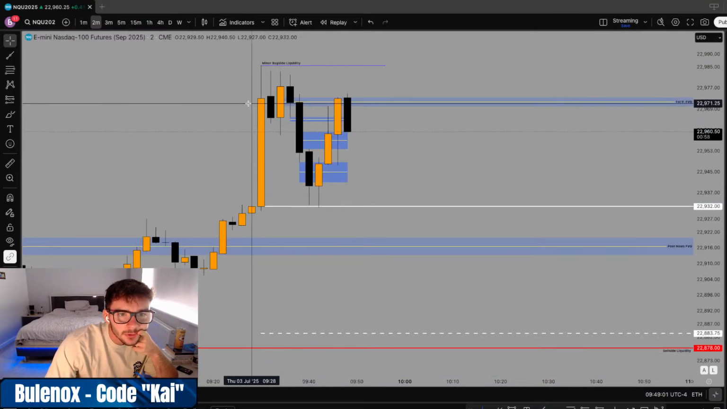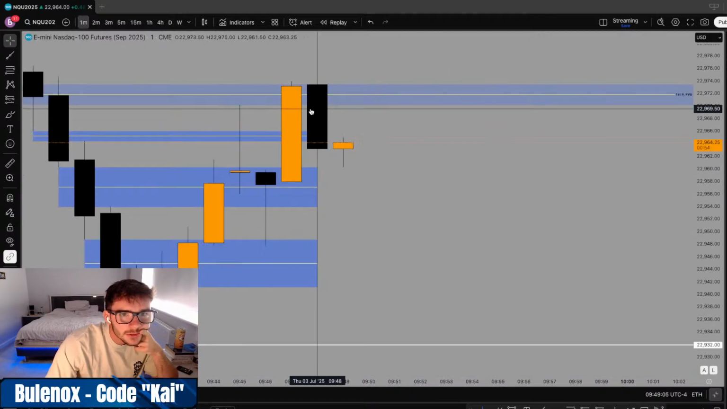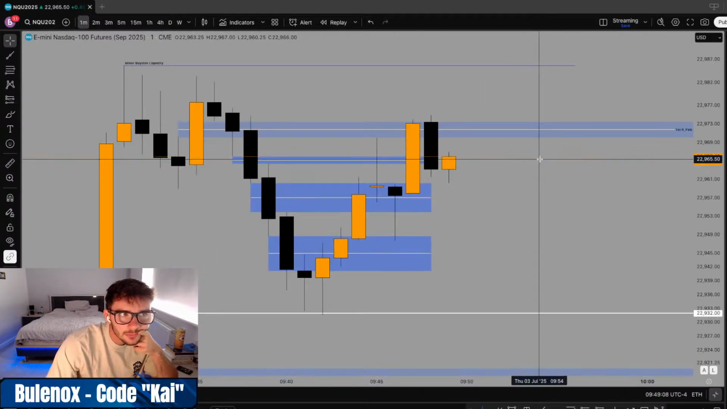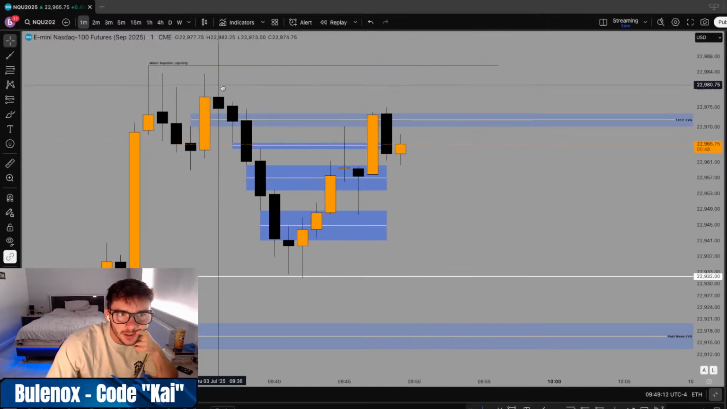Oh, that's 3 minute. I'm looking at 2 minute. There you go. Nice first presented reaction. Really clean. So my stop loss is above that candle.